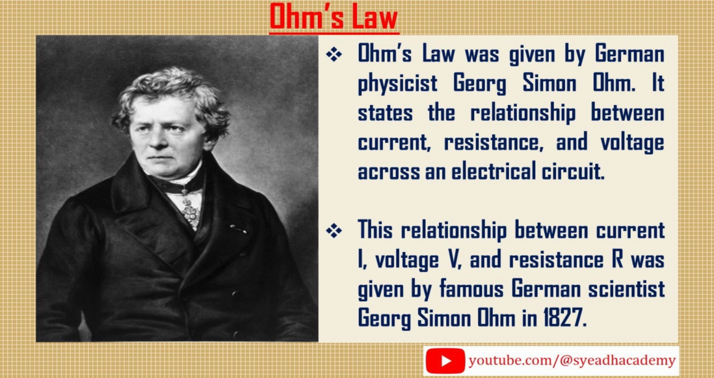Ohm's law was given by German physicist Georg Simon Ohm. It states the relationship between current, resistance, and voltage across an electrical circuit. This relationship between current I, voltage V, and resistance R was given by famous German scientist Georg Simon Ohm in 1827.